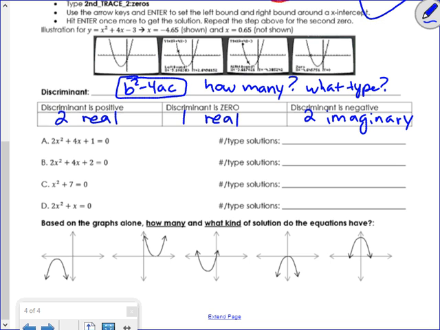So you're exactly right, John, that you said that there are no solutions. That means that there's no real solutions, but instead you're going to have 2 imaginary. So in Algebra 2 lingo, instead of saying no real solutions, you would say 2 imaginary. But they essentially mean the same thing.